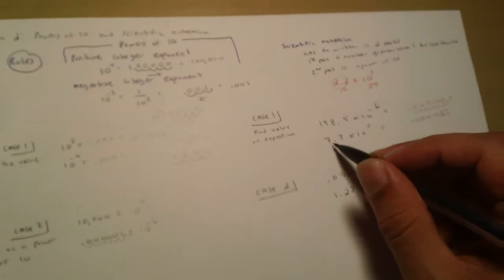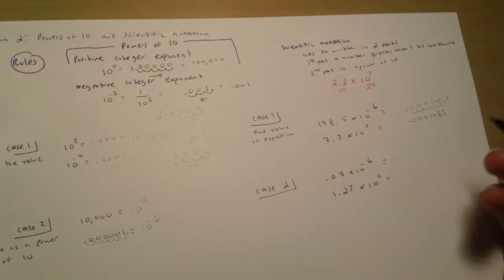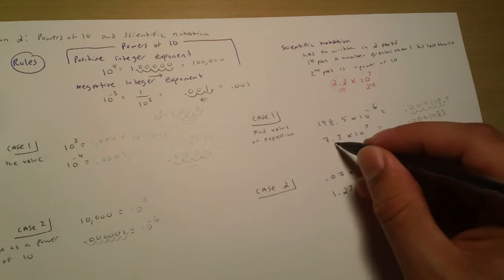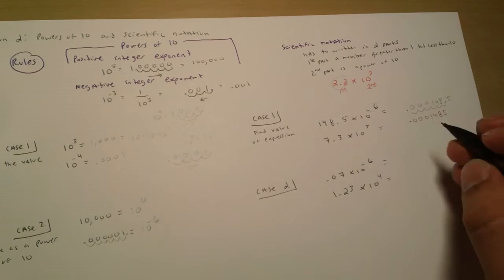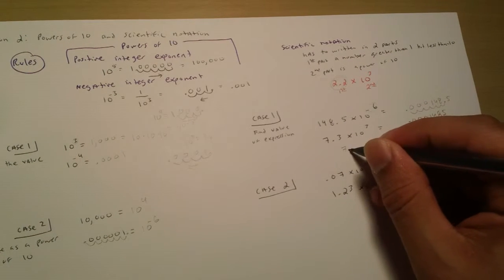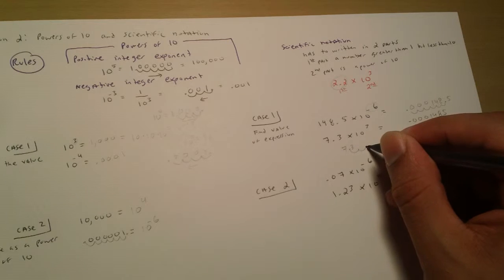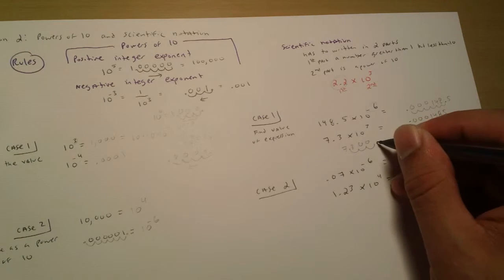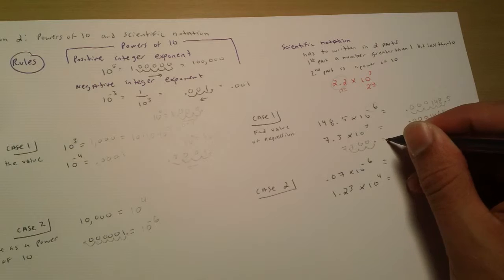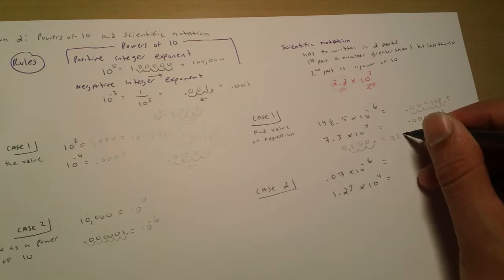Now, this one, 7.3 times 10 to the power of 3, should be fairly simple. We just need to move this decimal spot over 3 times. So we have 7.3, 1, 2, 3. Add zeros, and we have 7,300.